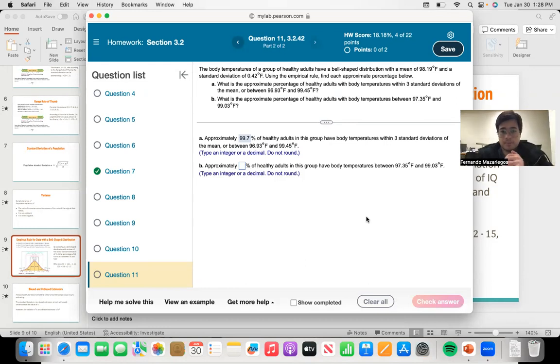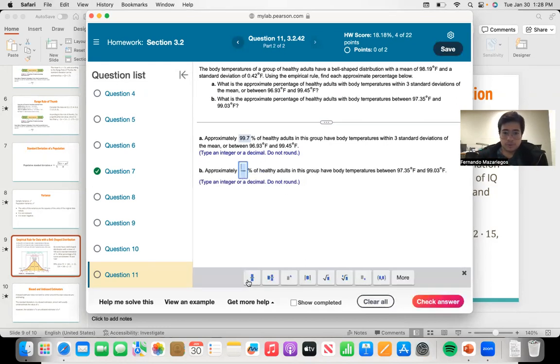And then part B, what is the approximate percentage of healthy adults with body temperatures between 97.35 and 99.03? So this is basically the same, but they are not telling us what is the difference in standard deviations. So we need to find that ourselves. So what we're going to do is take the mean, which is 98.19. We subtract the minimum of these values, 97.35. And that difference is the difference between two values.